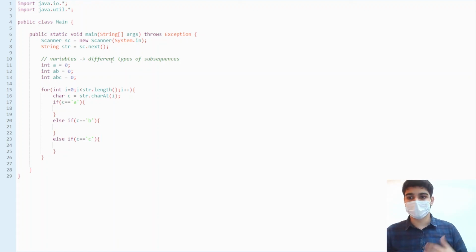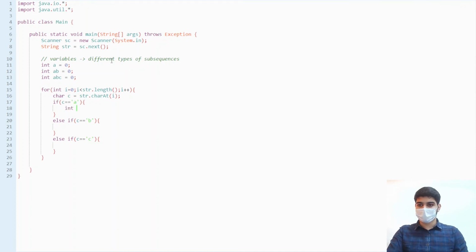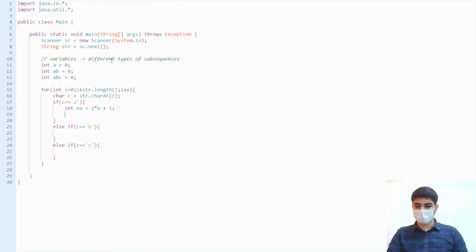Over here I have to make changes to my a. How can I do that? I have to create a new a, which would be 2 into a plus 1, and then I have to assign new a to a. Over here I have to calculate a new ab, twice of ab plus a, and then assign new ab to ab.